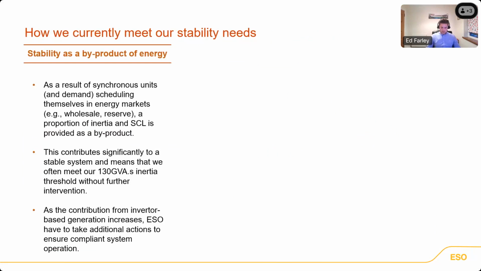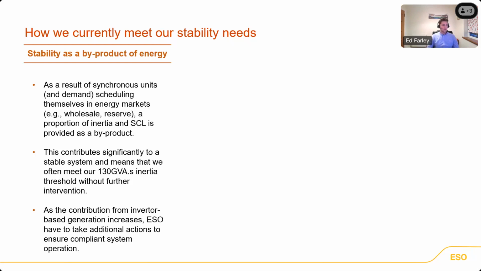So that's a little bit about response and how that interacts with the policy that we set, with the frequency risk and control report, and within our inertia operating threshold as well. But now we wanted to talk more about how we currently meet our stability needs in GB and which mechanisms we have at our disposal to make sure that our inertia and short circuit level remain above those limits that I mentioned earlier, and to ensure that the system remains intact.